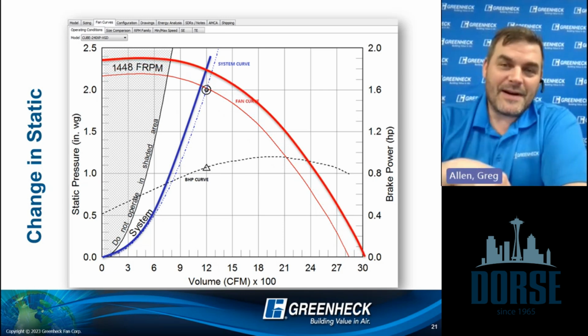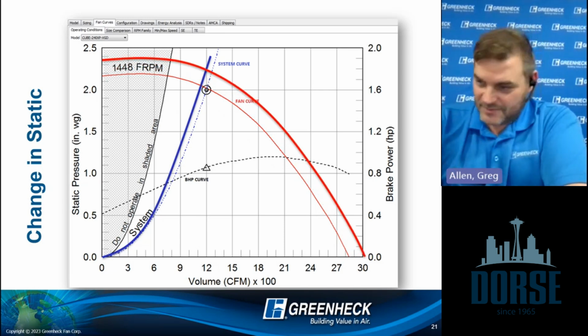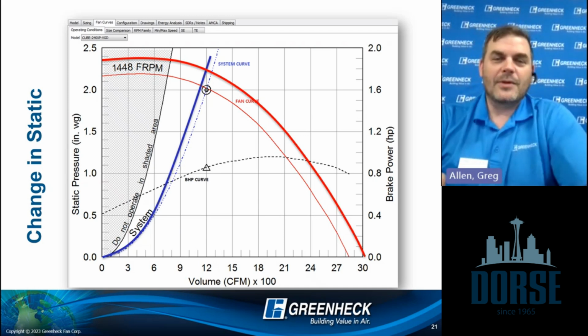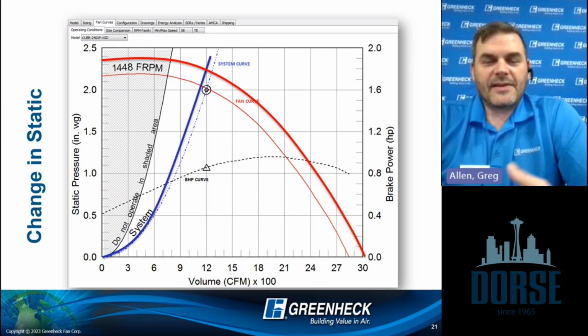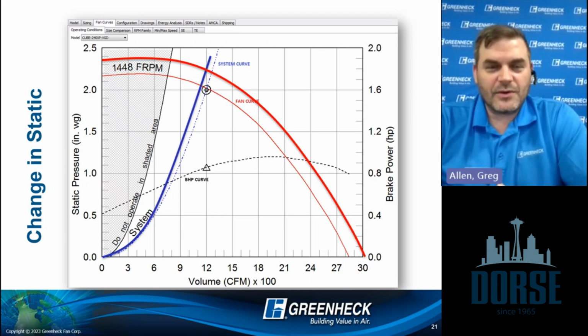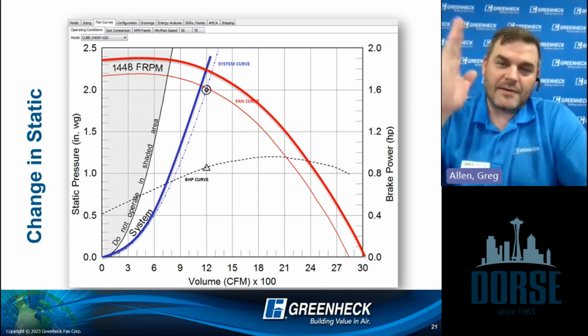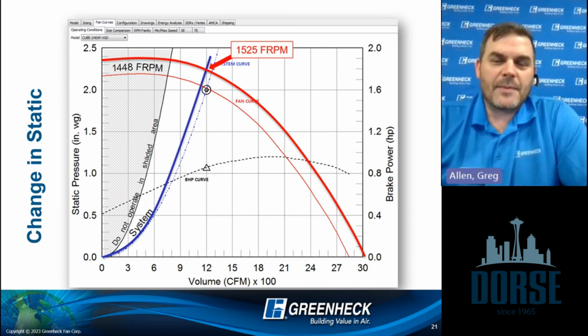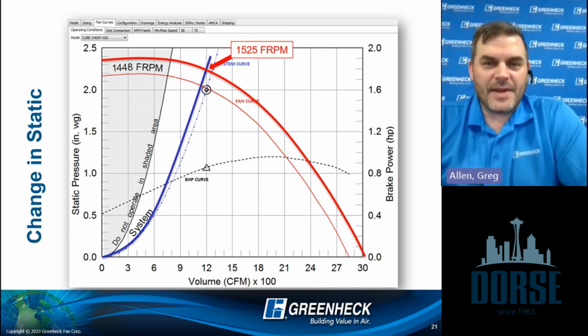But in the end, I still need 1200. That's what the fan was ordered for. That's what the need is. So now I'm looking at a scenario where, because I have the more static pressure, I'm going to bump up the speed to get back to where that intersection between the two curves is on my 1200 CFM line, right? So in this scenario, I need to bump up to 1525 fan RPM to get back to what I needed originally.